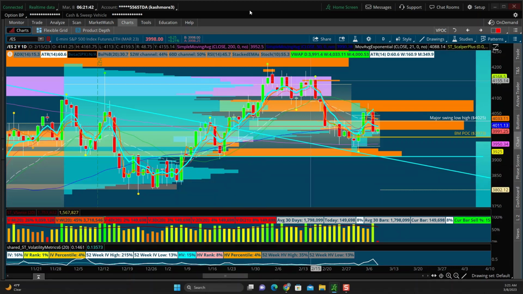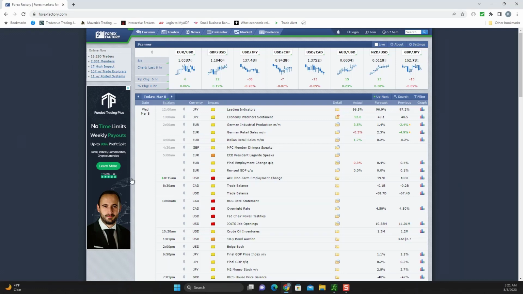So before we dive into all that, let's go ahead and check out the calendar. This is at Forex Factory. We have ADP non-farm employment change. Then we do have Powell testifying to the Senate again, which is very interesting to watch if you haven't watched that before. And then JOLTS job openings. This is all 30 minutes after they open.